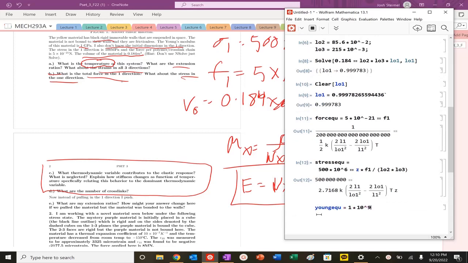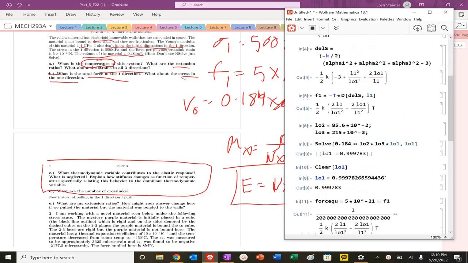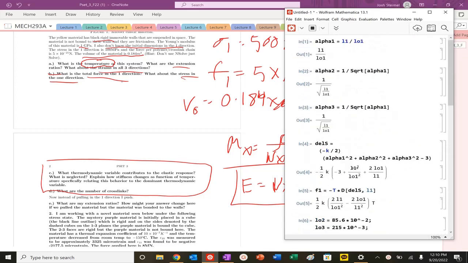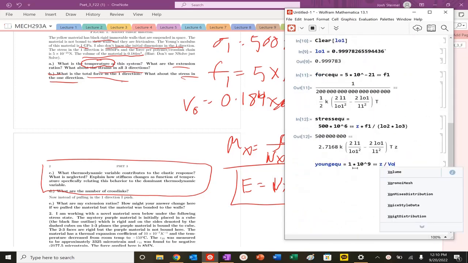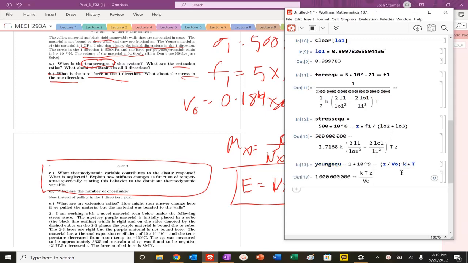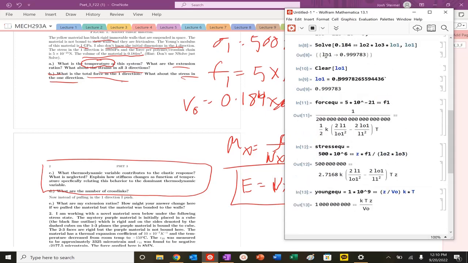So we know our Young's modulus is going to be equal to 1 times 10 to the 9th, gigapascals, equals, and then now we can simply do Z over V naught, or N sub x if we want to define that expression. Z divided by V naught, times K, Boltzmann's constant, times T, and then voila. So we've got another equation that we can solve for.